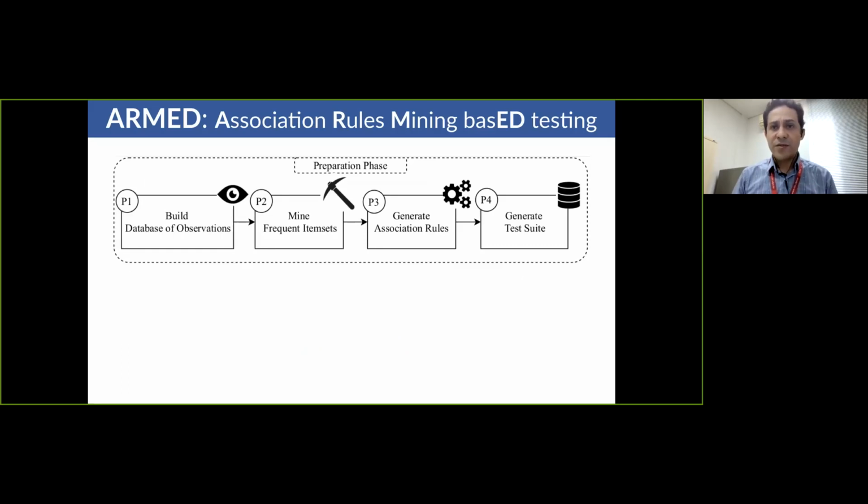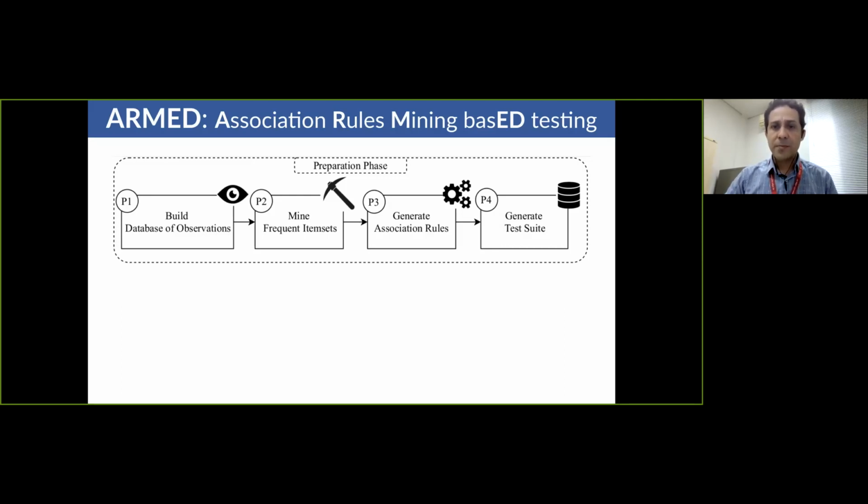Here's an overview of the armored testing process. The preparation phase contains 4 steps. First, by monitoring features and actions of the system in operation, we build a database of observations, each one modeled as a set of items. Then, at step P2, we mine from the database the set of frequent item sets based on some previously defined threshold. At step P3, we generate a set of association rules using the mined frequent item sets.